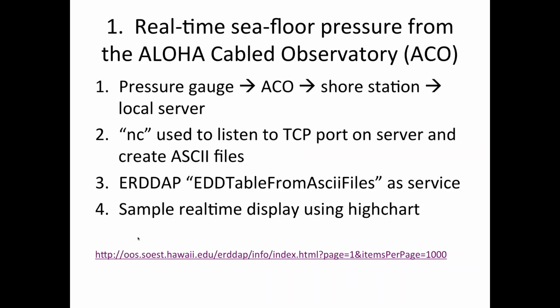One of the things that has become popular with the Tsunami Warning Center and others is our pressure gauge. The pressure gauge presents data at high frequency in real time. It goes through the bottom-mounted sensor, then the fiber cable to a shore station, to a local server, and then we're using NC to listen to the port on the server. Then we create a bunch of ASCII files, use ERDDAP's table from ASCII files service, and then pump it through HighChart. Just to show you an example of that.